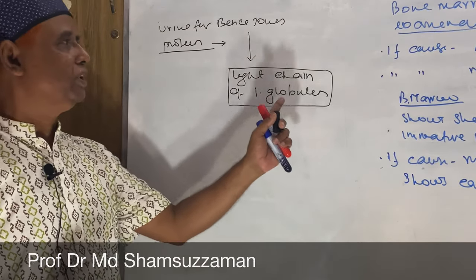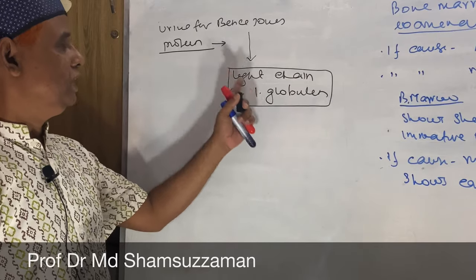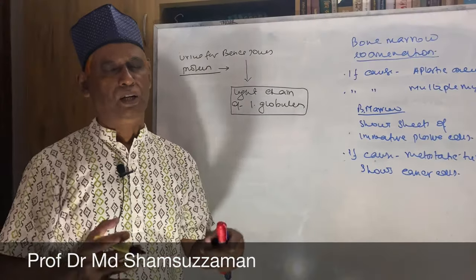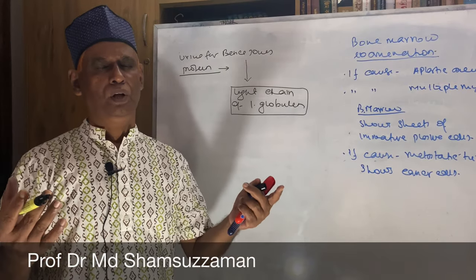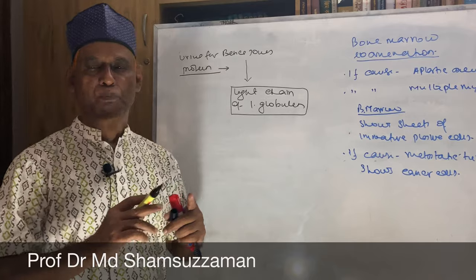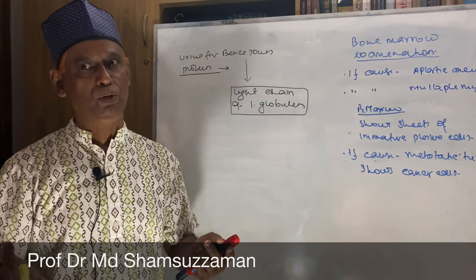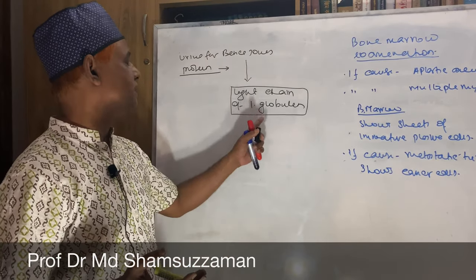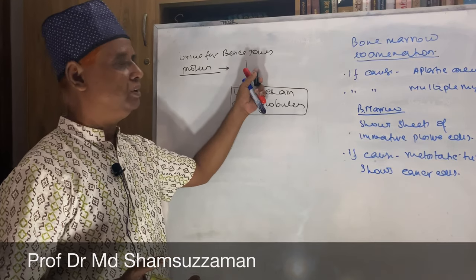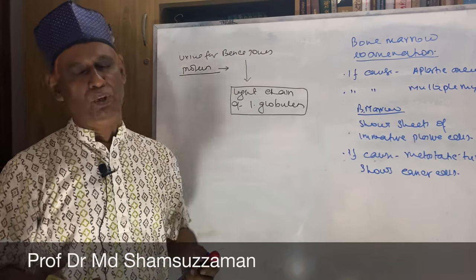It was first described by the scientist Bence-Jones. If light chain is found in blood in multiple myeloma, the light chain, due to its lighter molecular weight, can pass through the kidney and come into urine, and we can detect the light chains of immunoglobulin in urine as Bence-Jones protein. This is all about pancytopenia.